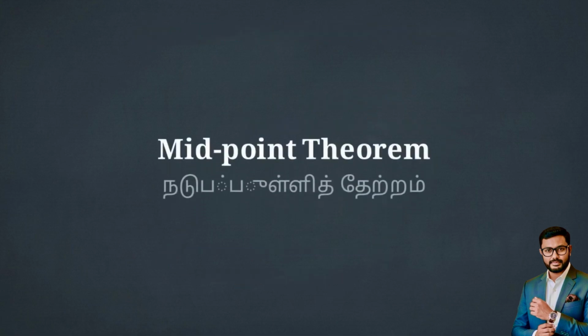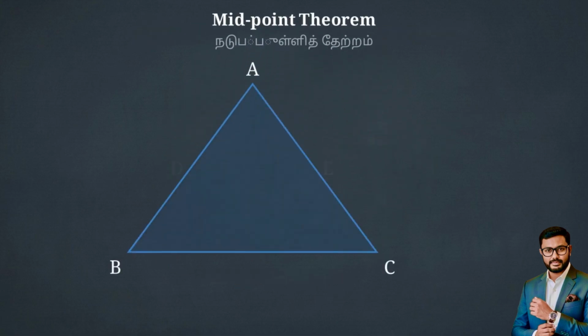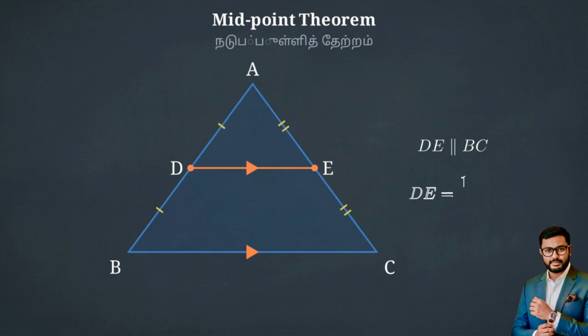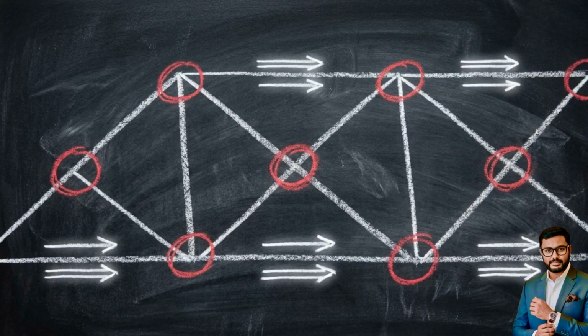The midpoint theorem governs lines that connect the center of triangle sides. This line is always parallel to the base of the triangle and measures exactly half of the base's total length. Identifying midpoints in a diagram allows you to establish parallel relationships without needing to calculate any angles.